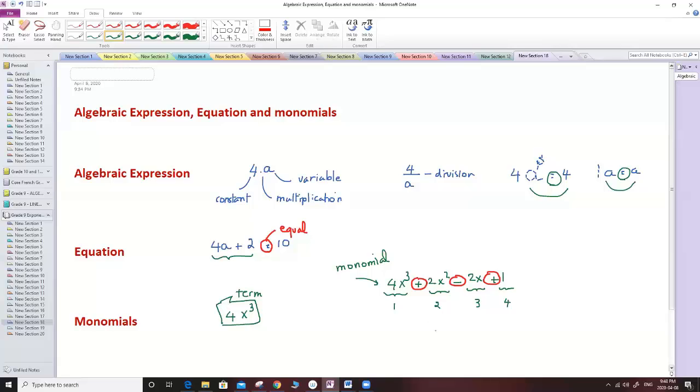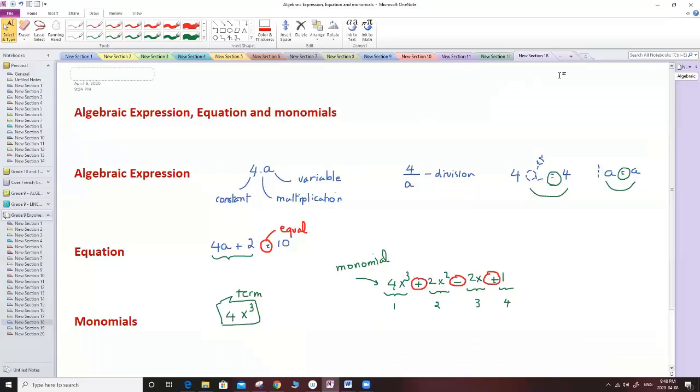If I'm adding 2, it's going to be binomial. If I'm adding another, trinomial. If I'm adding other, polynomial. So I'm going to explain that in other lessons. But for the moment, if I choose only one term, we call it monomial. So you can see that the algebraic expression and monomial, they are very close to each other, but the equation is something else. The equation has to have the equal sign.